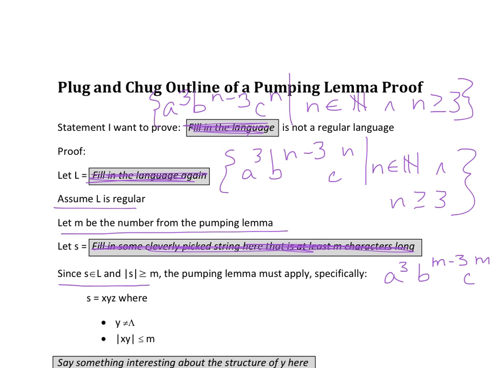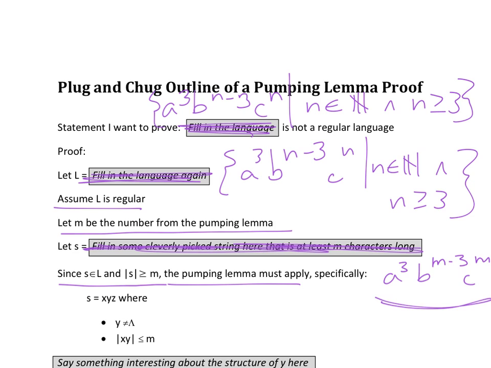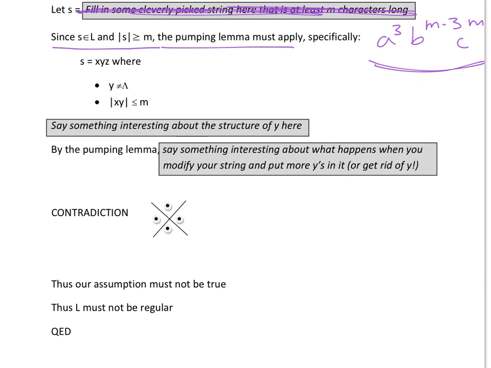Since S is an element of L and the size of S is greater than or equal to m, how big is S? Well, it looks like the length of S is 2m here, because I have 3 plus m minus 3 plus m letters. The pumping lemma must apply. Specifically, S takes the form x, y, z, where we know y is not empty, and we know that the x and y parts happen within the first m letters.